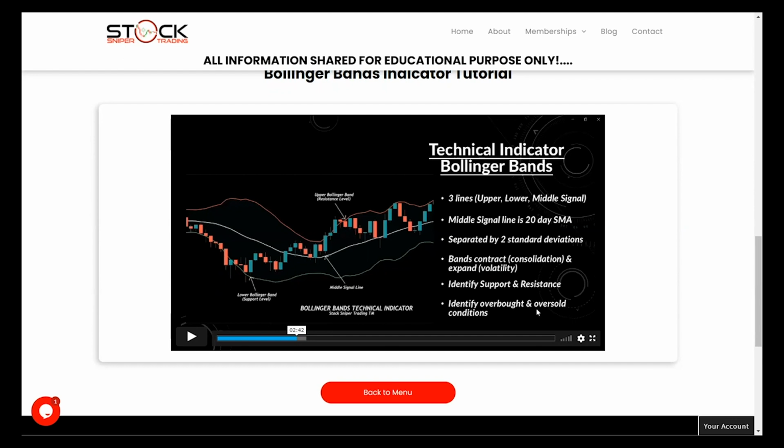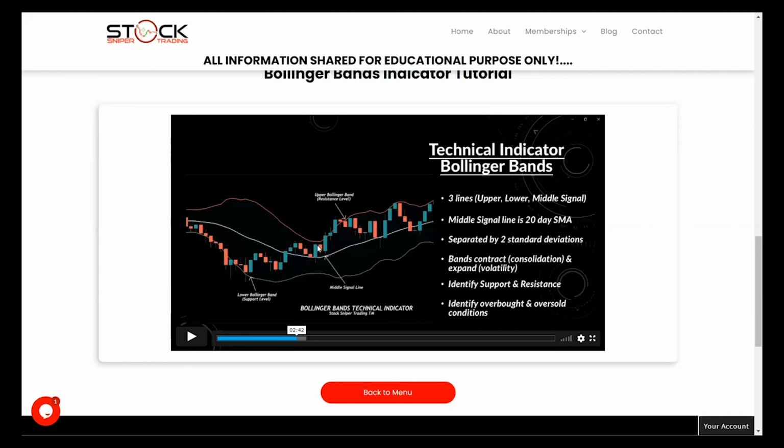And they also identify overbought and oversold conditions. So similar to RSI, when RSI goes below 30, when we come down to the bottom of our Bollinger Band, it's considered to be oversold. And also when we come to the top of the Bollinger Band, it's considered to be overbought, just like when RSI is over 70. But again, guys, we don't take entries on RSI at 30, 70.